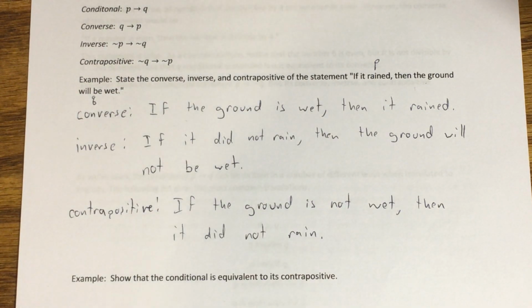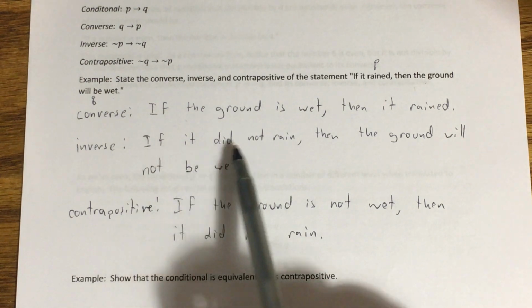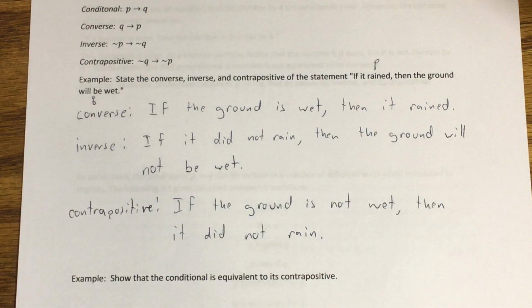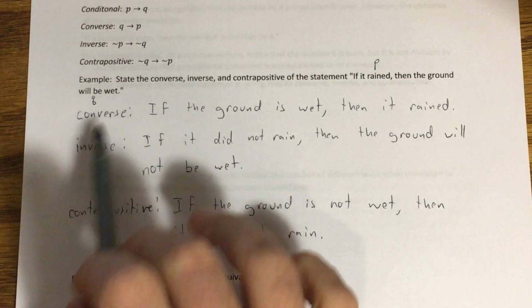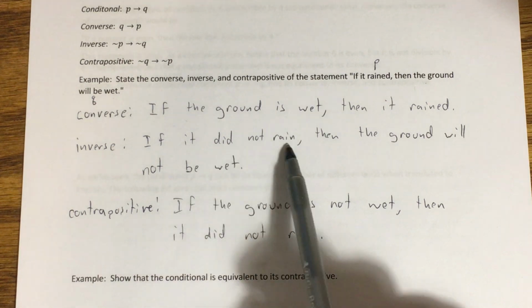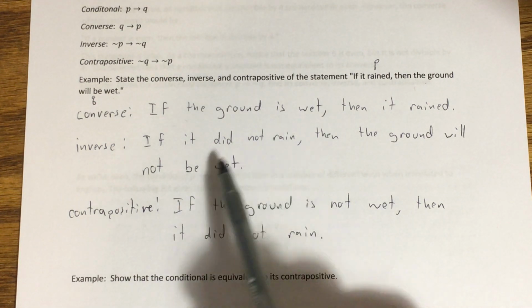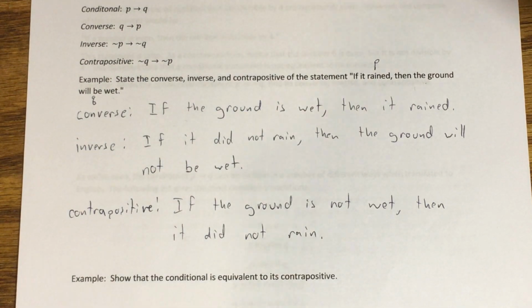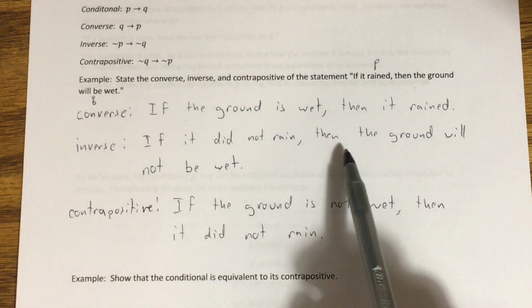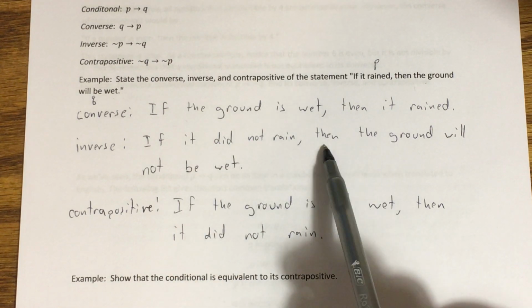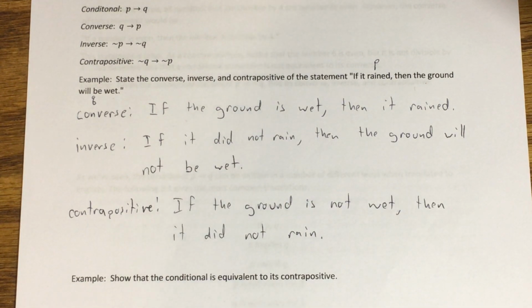Is the inverse necessarily true? If it did not rain, then the ground will not be wet. Well, again, by the same logic as with the converse, we could say that this is not necessarily true either. If it did not rain, does that mean that the ground will be dry, another way of saying not wet? No, that's not necessarily the case, because again, there are other ways that the ground could have become wet. So this statement does not necessarily imply the consequent. The contrapositive, let's look at that.